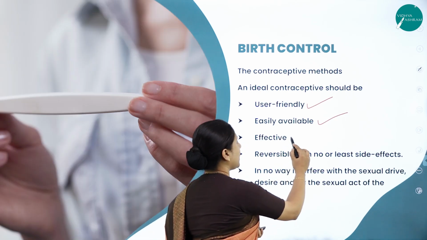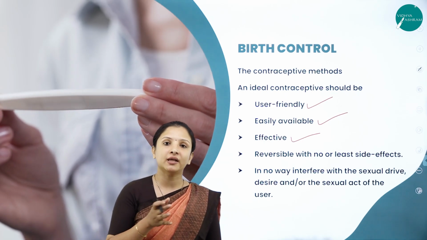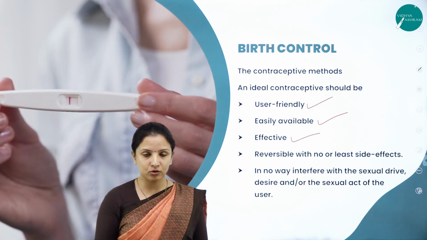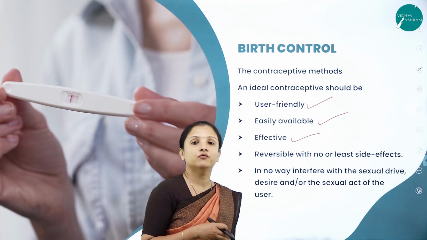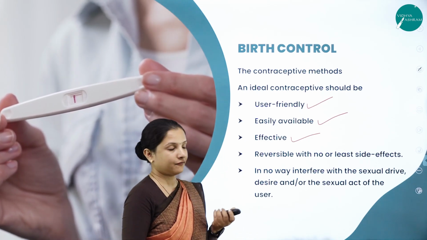And next, it should be effective. We give money to buy the contraceptives, so it should be equally effective. It's not that the contraceptive is not of good quality and suddenly, in spite of you using that, the woman gets pregnant, then it is of no use. So therefore, it should be quite effective.